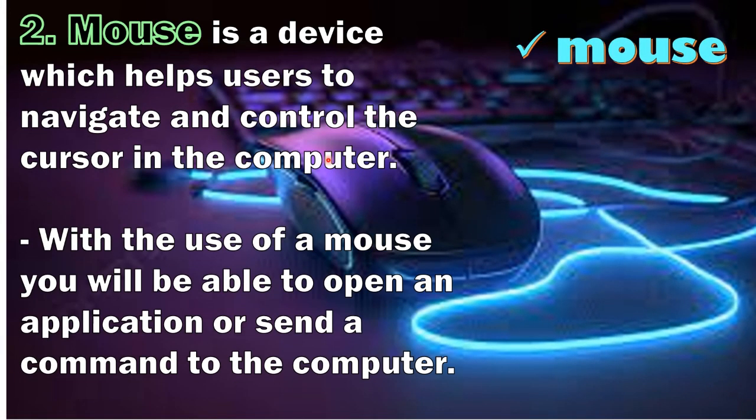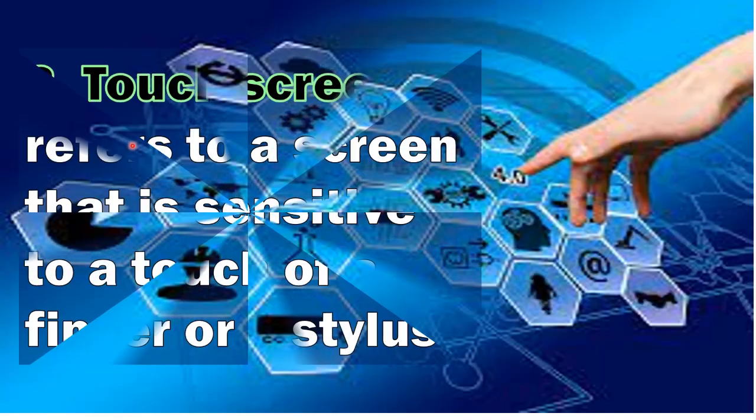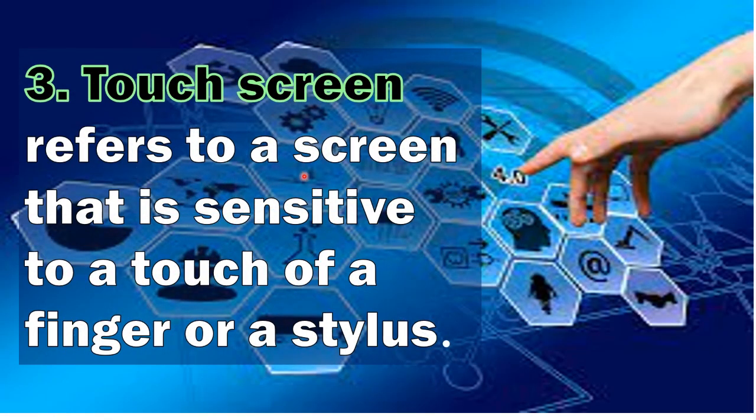The next one is mouse. Mouse is a device which helps users to navigate and control the cursor in the computer. With the use of mouse, you will be able to open an application or send a command to the computer. Number three is touch screen. It refers to a screen that is sensitive to a touch of a finger or stylus.